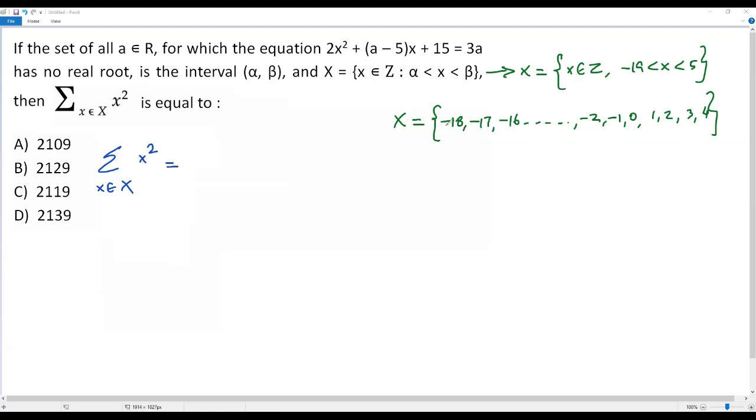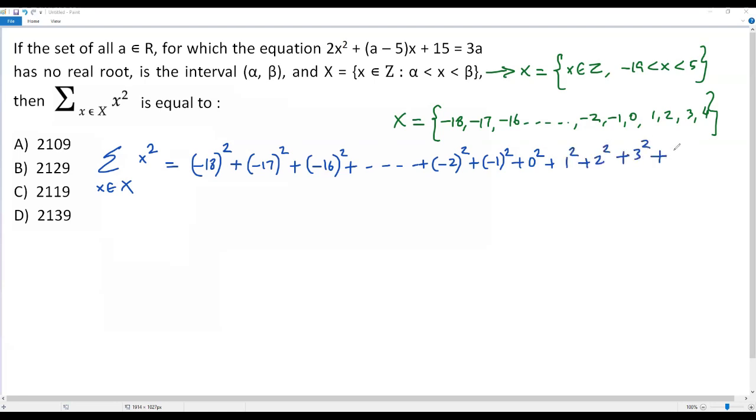Okay, now let me plug in the first value, negative 18 for x, and I'm getting negative 18 squared plus negative 17 squared plus negative 16 squared, and it keeps going. Then we have negative 2 squared plus negative 1 squared plus 0 squared plus 1 squared plus 2 squared plus 3 squared plus 4 squared. Here, whenever we square a negative value, it will become positive, because when we have an even exponent, the negative sign inside the parentheses will become positive.